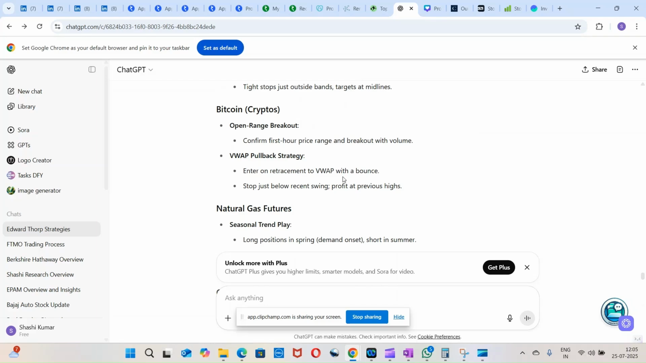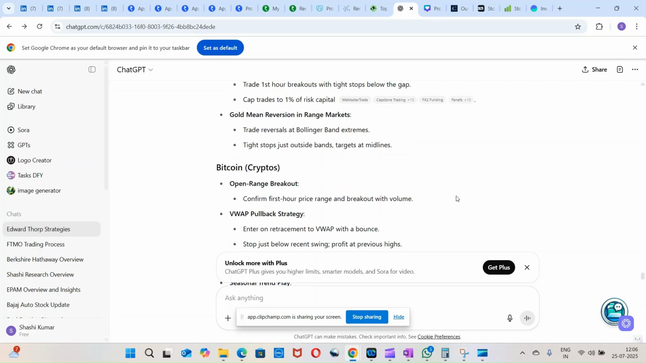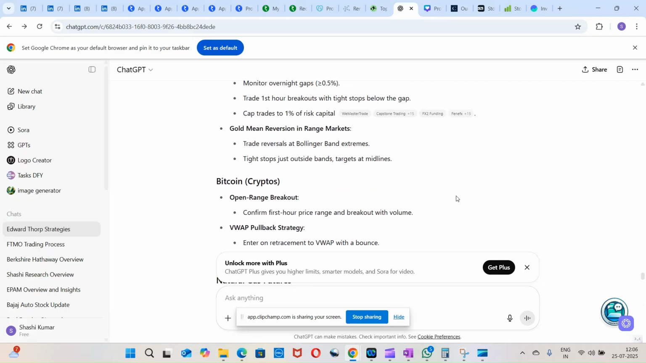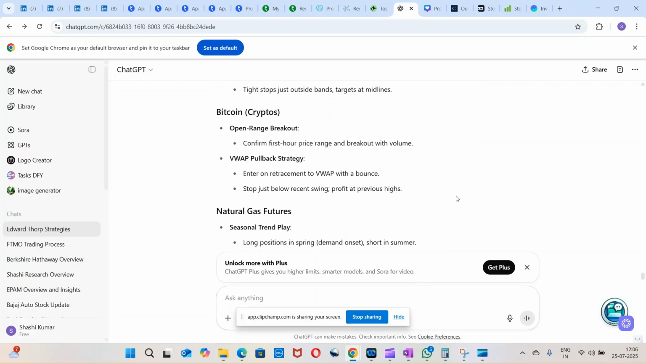Then the VWAP pullback strategy. Whenever the price retraces to VWAP and a bounce is there, a green candle is formed, you put a stop loss below that swing, and the profit target is the previous high. That is the VWAP pullback strategy, which you could also use in Bitcoin. So in Bitcoin, 1 hour price range breakout and VWAP pullback strategies are working fine. In gold, mean reversion in range, and gap continuation with 1 hour breakout.